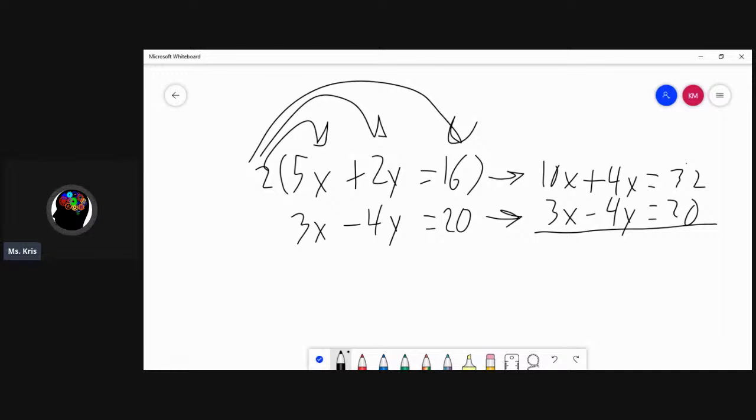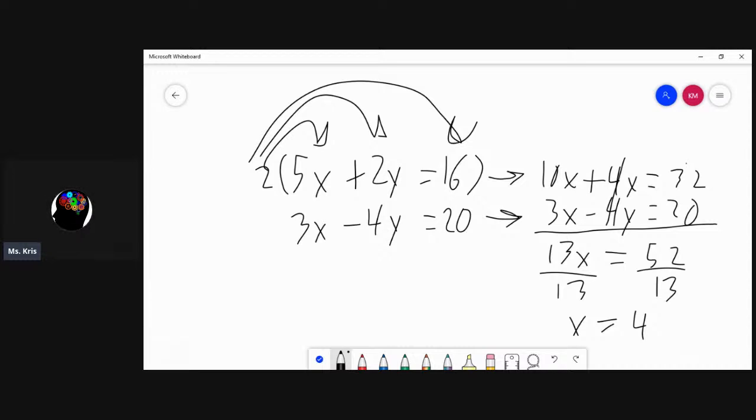So now 10 plus 3, that gives me 13x. I eliminate my 4 y's. And of course, equal sign 32 plus 20, that gives me 52. Now, divide 13 on both sides. And for those who play cards, 52 divided by 13 is 4 for all my card players.